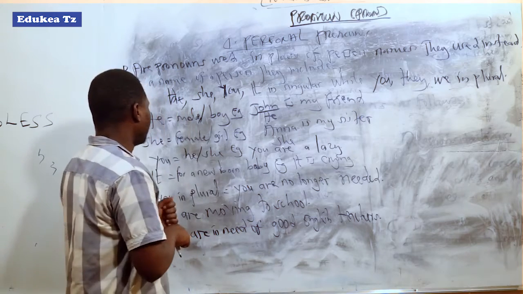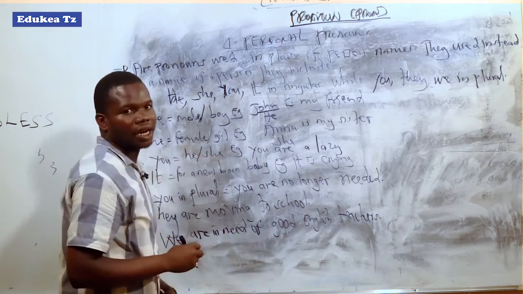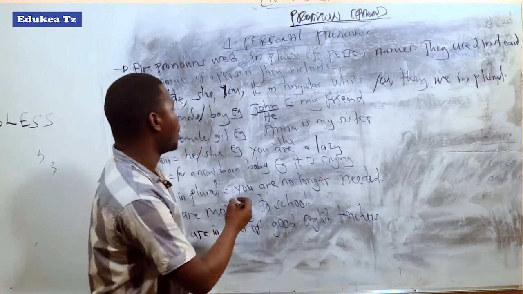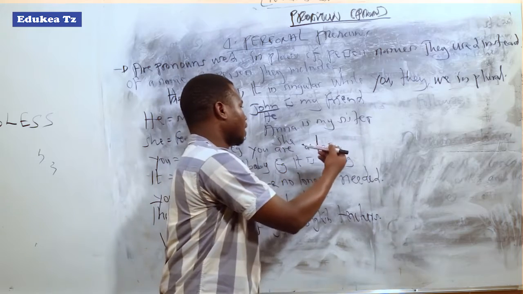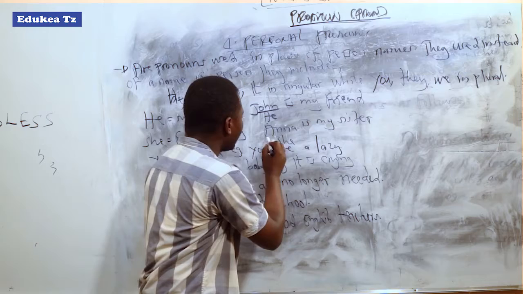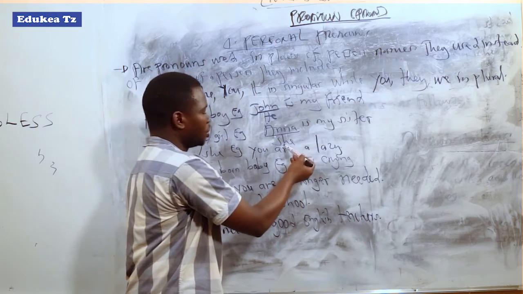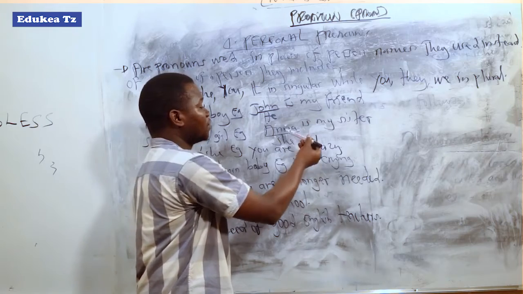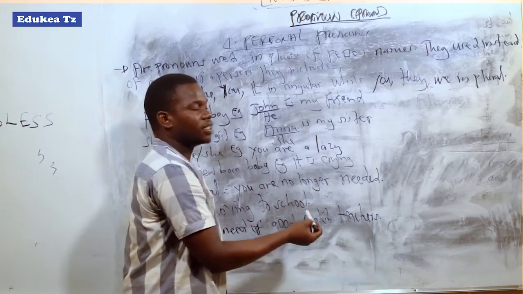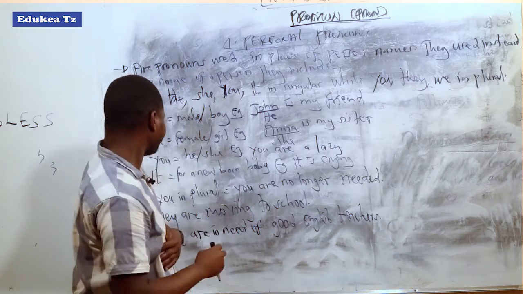Again, she. We use she instead of a female or girl name. For example, Anna is my sister. So instead of using the name Anna, we may use the pronoun she. This she stands for that name. It is used instead of the name Anna.